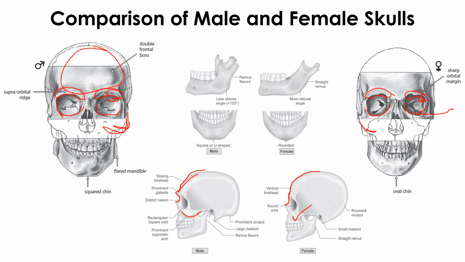Then we have the mandible for difference. The mandible is flat in males. So the chin is square in shape. If we touch the chin of the males, it is flat, and it is a round shape for females. Okay, remember this point, important. And the next is the angle. A less obtuse angle can be seen for the males and a more obtuse angle can be seen for the females.